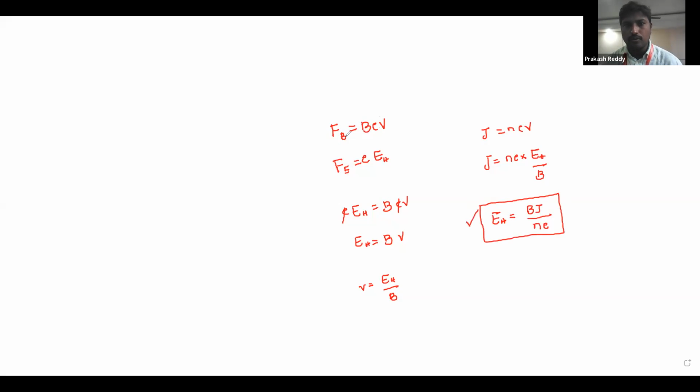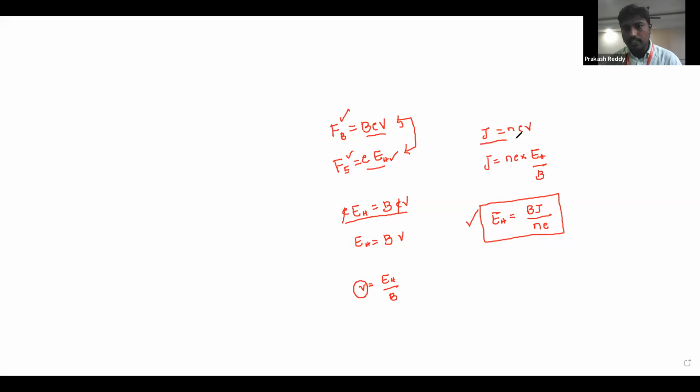What have we taken? The forces acting on the electrons due to the magnetic field and due to the electric field. Due to the magnetic field, the force is B into e into v, and due to the electric field, e into EH, charge into the generated electric field. That is why we indicate EH, E suffix H, the Hall electric field. By equating these two forces at the equilibrium position, the two forces acting on the electrons are equal, and I find the equation for velocity v.